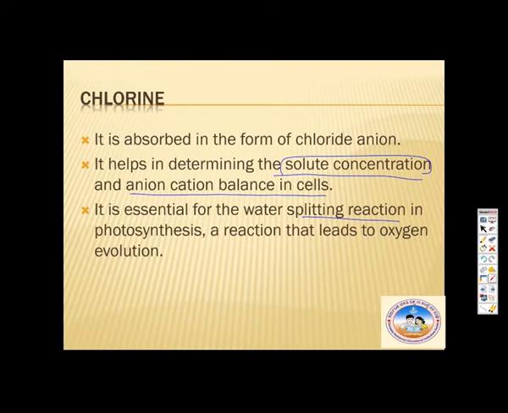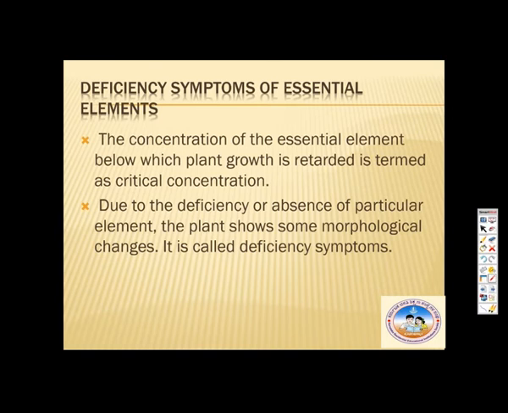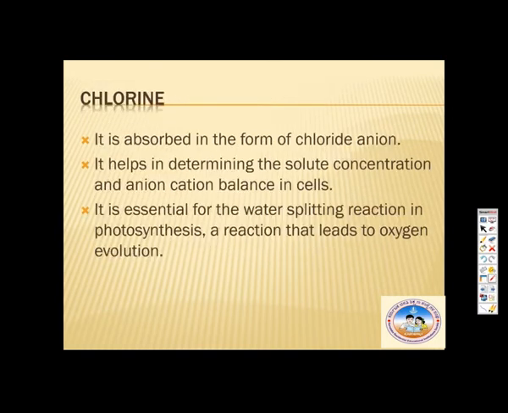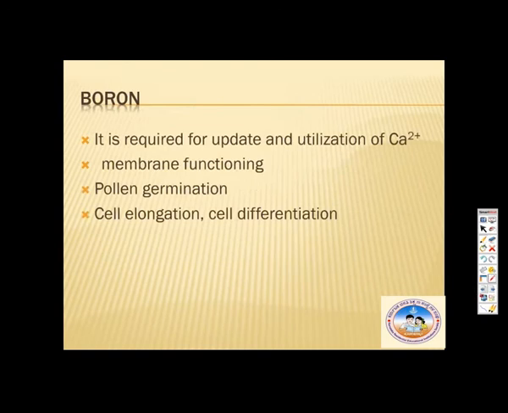Micronutrients: these are nutrients the plant requires in less than 10 millimole per kg. Moving ahead, iron. It is absorbed in the form of ferric ions. It is an important constituent involved in the transfer of electrons, that too from ferredoxin and cytochromes. It is reversibly oxidized from Fe2+ to Fe3+.